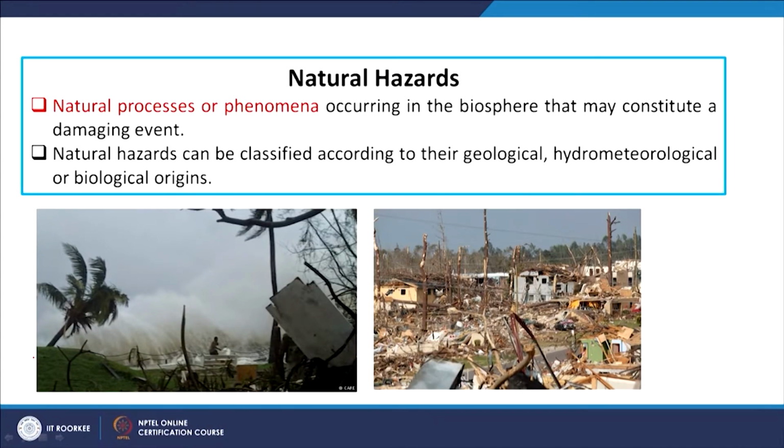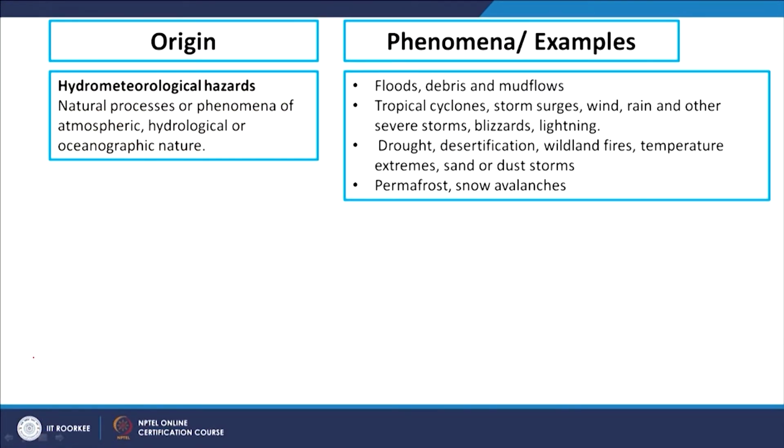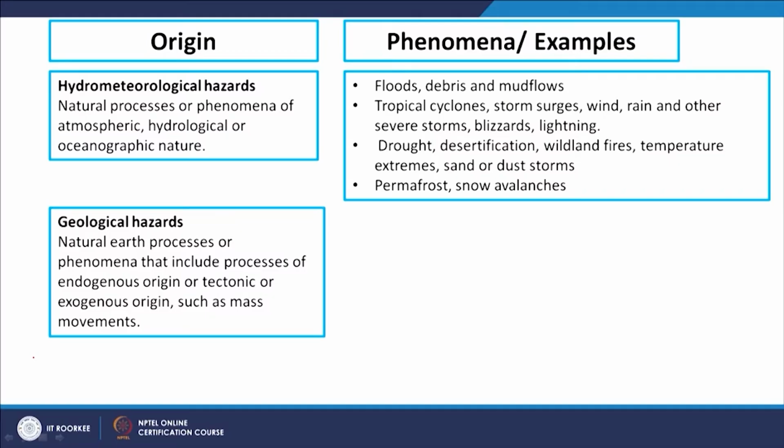Like we have natural hazards, which are triggered from natural process or phenomena occurring in the biosphere that may constitute damaging event. Natural hazards can be classified according to their geological, hydrometeorological, and biological origin. Let us look here. We are talking about the origin and the phenomena. One origin is hydrometeorological hazards, and the phenomena are flood, debris and mud flows, tropical cyclones, storm surge, wind, rain, and other severe storms, lightning. Also, we have drought, desertification, wildland fires, temperature extremes, sandstorms, or snow avalanches. So these are all considered as hydrometeorological hazards. We have also geological hazards.